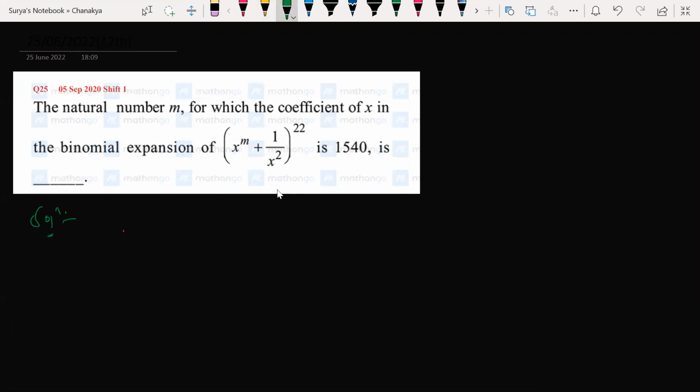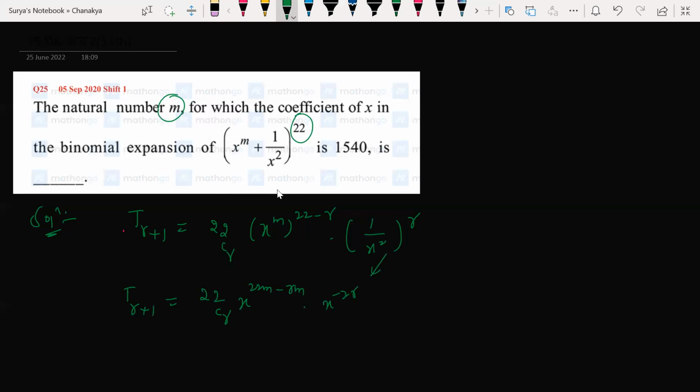Look at this. The natural number m for which the coefficient of x. So let us write this formula. T(r+1) is equal to, n is 22, right? 22Cr (x to the power of m) to the power of (n minus r) into (1 by x square) to the power of r. So T(r+1) is equal to 22Cr x to the power of (22m minus rm) into x to the power of minus 2r. Correct? After solving this.